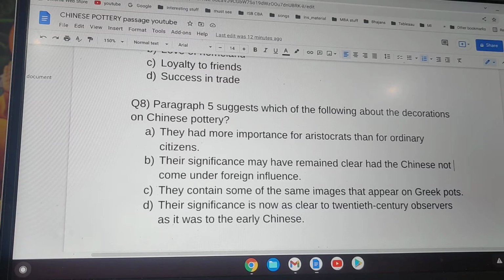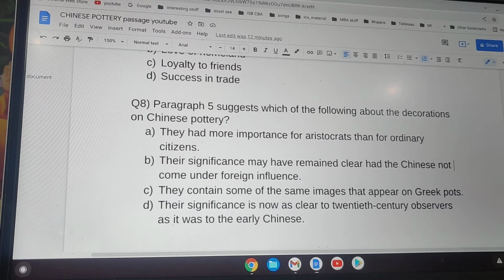We'll read about it. Then, "They contain same images that appear on the Greek pots." Greek pots actually adopted their images. Okay, that is, they learned how the Chinese had explained that. So this is a twisted idea. "Their significance is now clear as the 20th century observers." So it means that it was not clear to the early people.